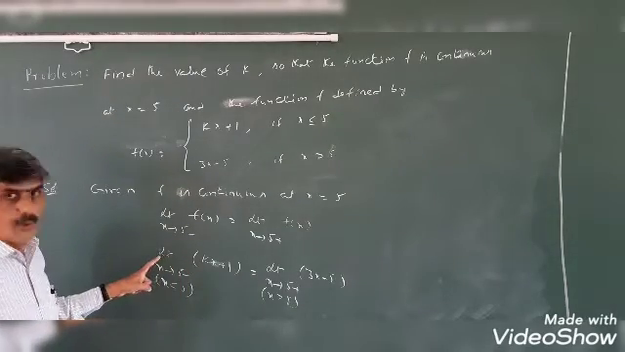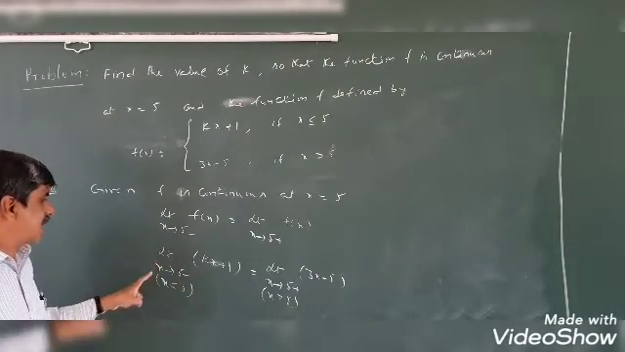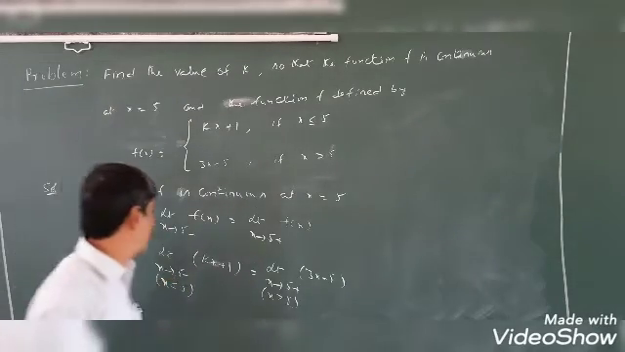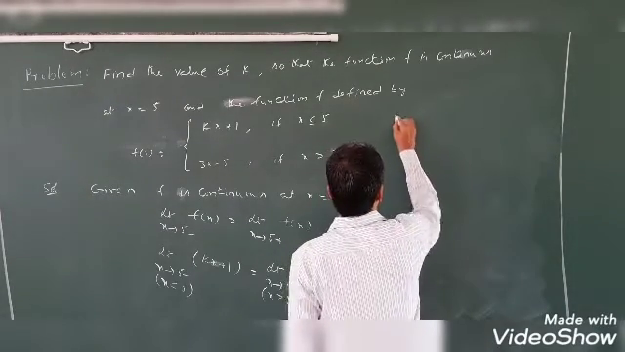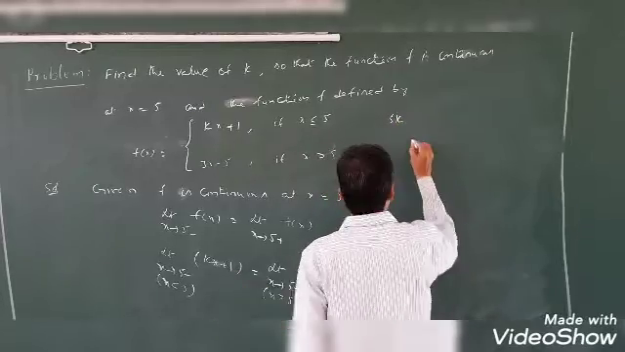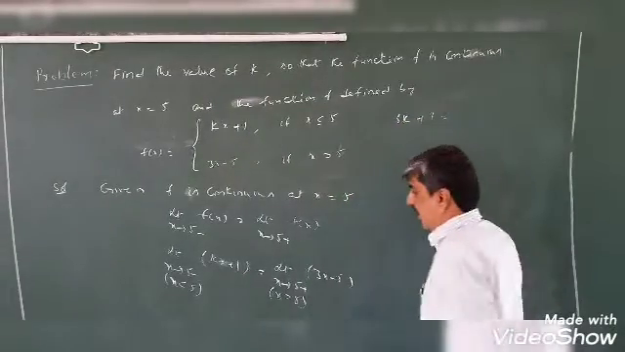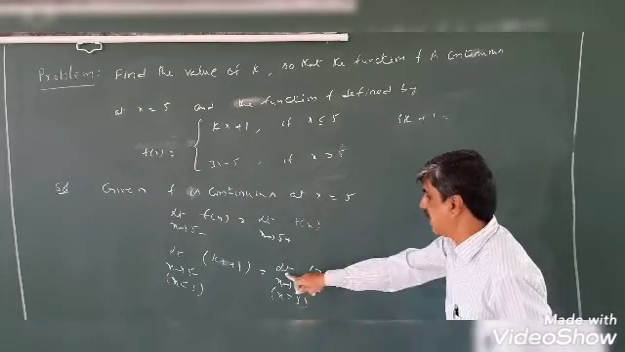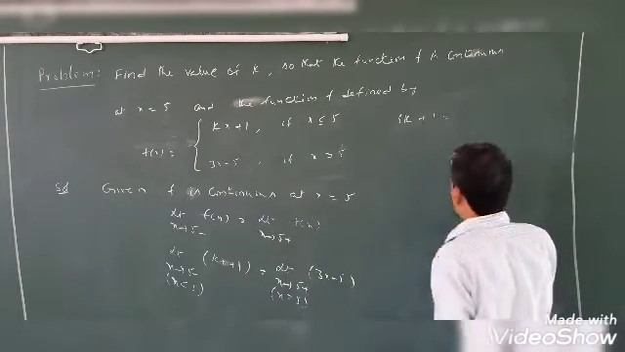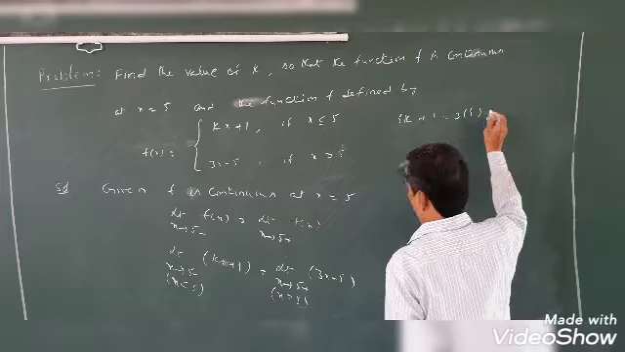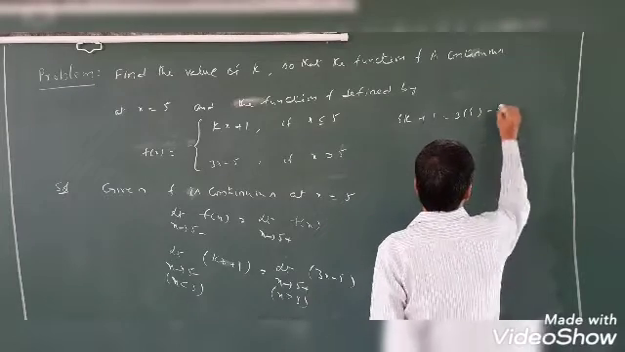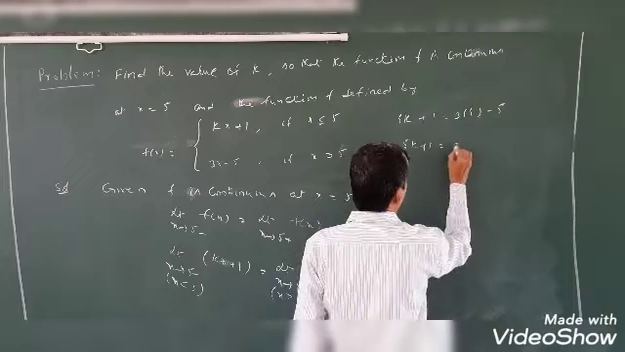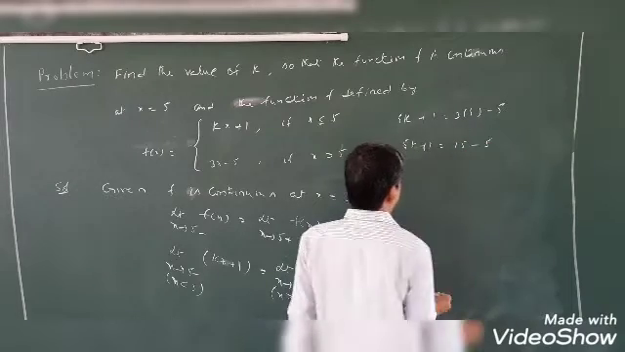To find this limit value, limit x tends to 5 minus kx plus 1, write in the place of x is equal to 5. So k into 5 means 5k plus 1 is equal to limit x tends to 5 plus of 3x minus 5, write in the place of x is equal to 5. So this is 3 into 5 minus 5. So 5k plus 1 is equal to 3 into 5, 15 minus 5.